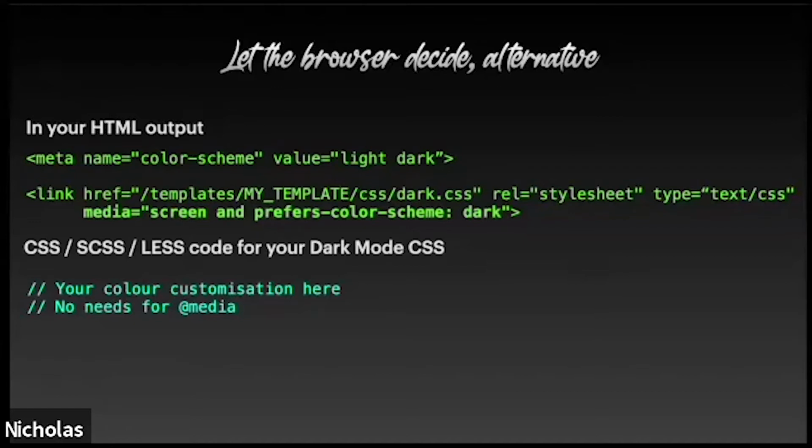And then in your template, where it loads the CSS, also add another line to load a dark CSS file that has a media attribute, screen and prefers-color-scheme: dark. You may recognize this as the same media query that we used in the dark mode CSS in the previous alternative. So this tells the browser, do not load this CSS file unless the content is displayed on a screen and the browser's color scheme is dark.